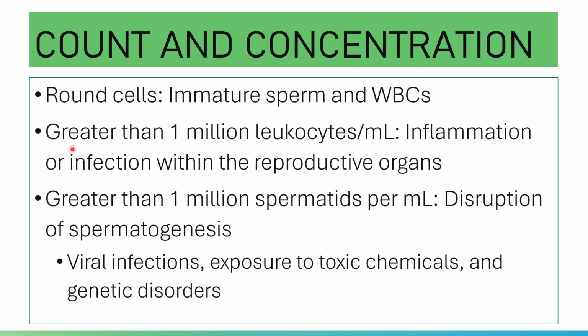Please note that greater than 1 million leukocytes per ml indicates inflammation or infection within the reproductive organs. Greater than 1 million spermatids per ml, when you say spermatids, these do not have a tail, indicates disruption of spermatogenesis and may indicate a viral infection, exposure to toxic chemicals, and genetic disorders.